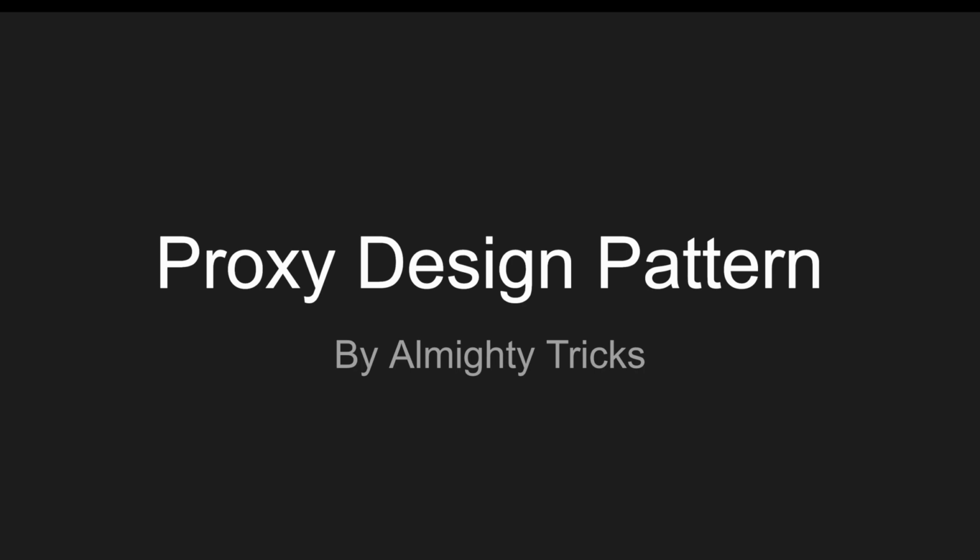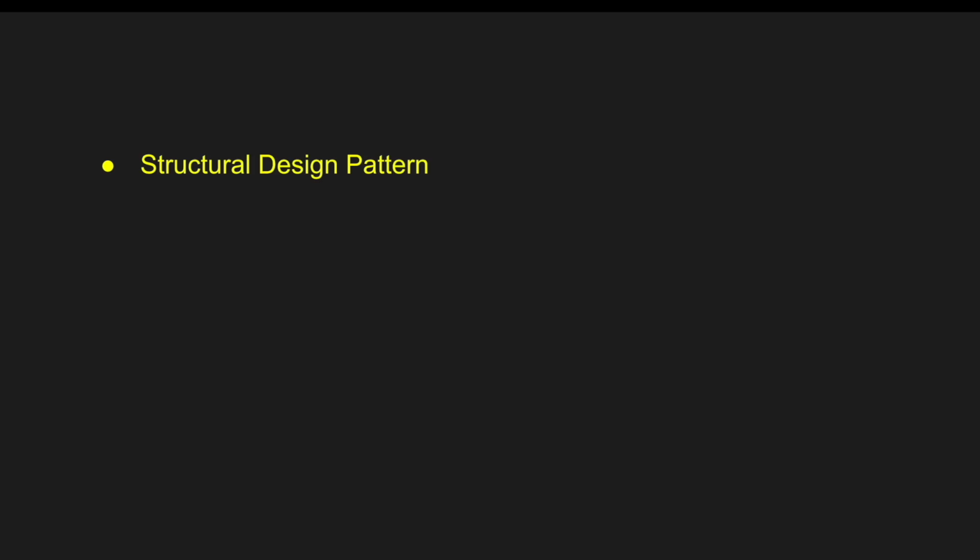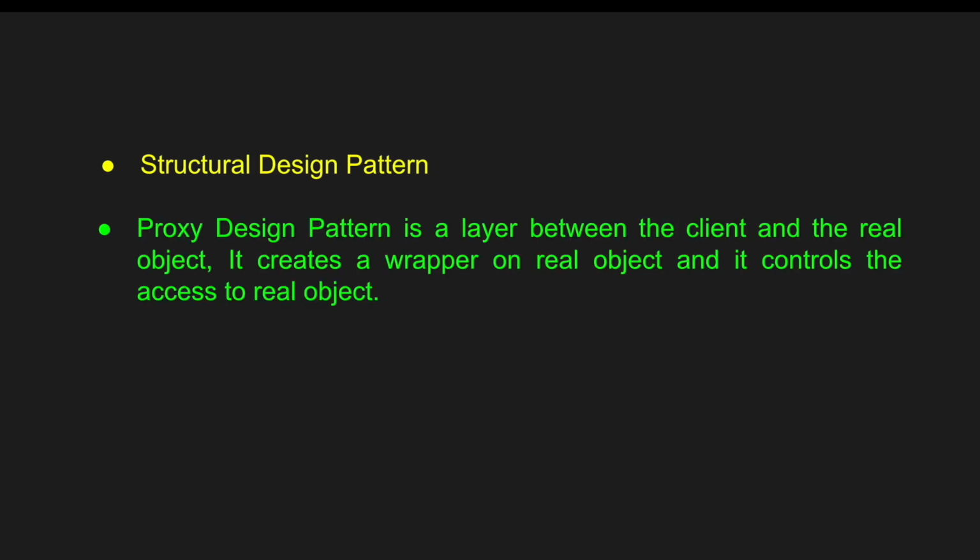Today we'll be understanding about the proxy design pattern. The proxy design pattern comes under the structural design patterns. It lets the client not communicate with the real object directly. Basically, it creates a wrapper around the real object. Also, it controls the access. It will be more clear when we see the example in our next slide. This pattern is also known as the surrogate design pattern.